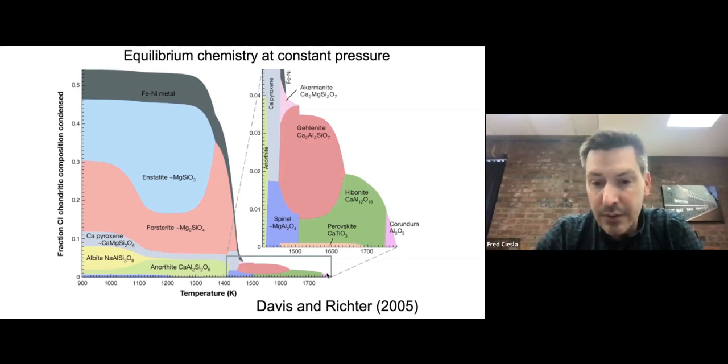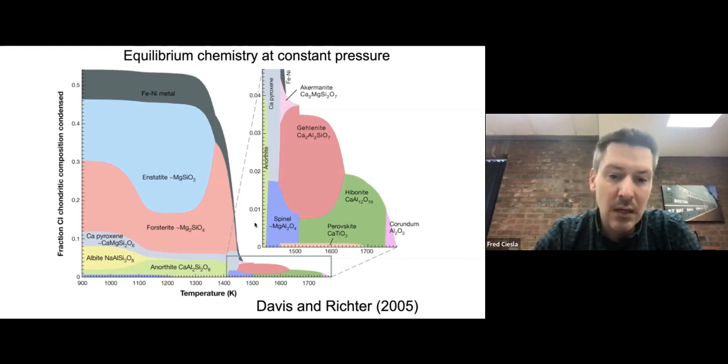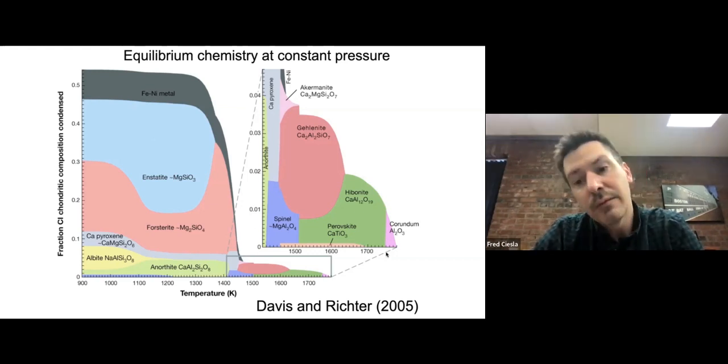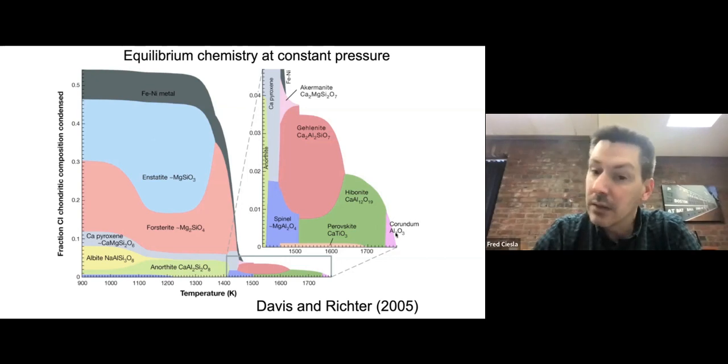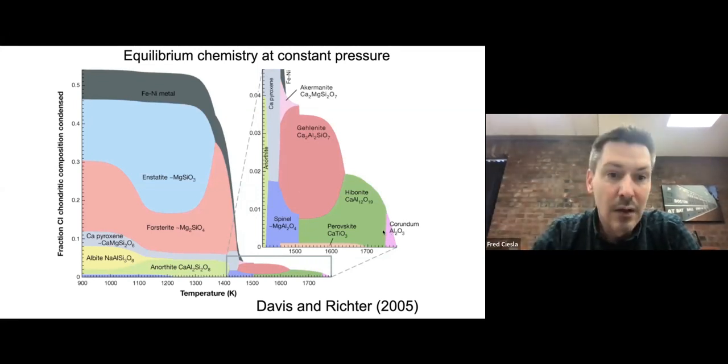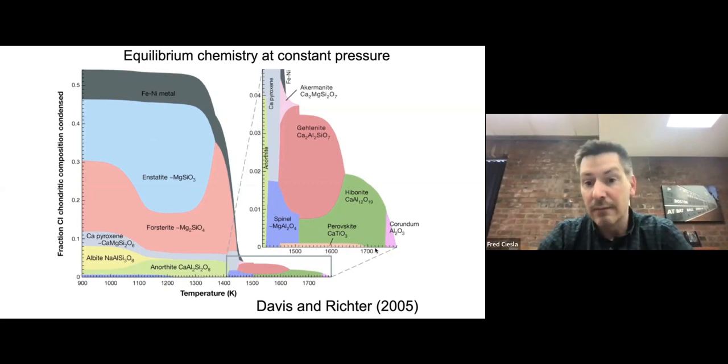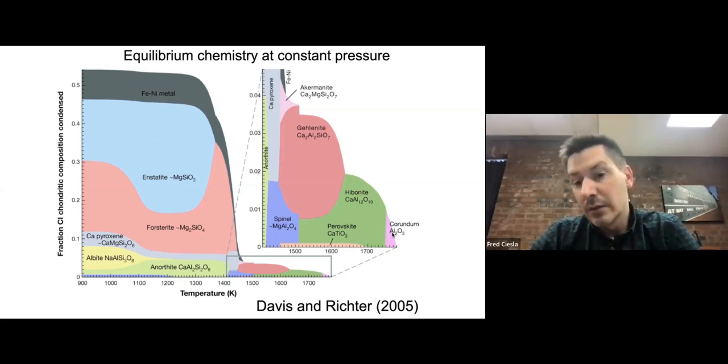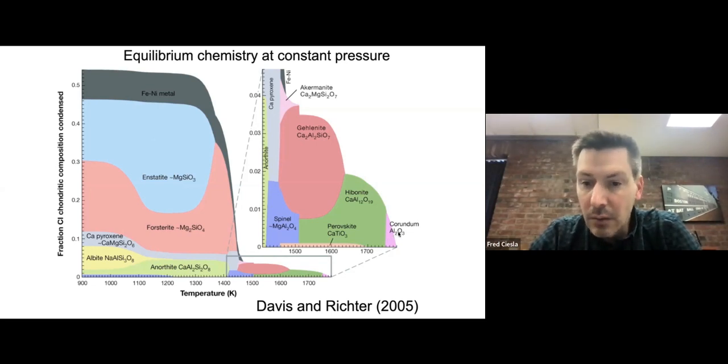So at high temperatures, only a small amount of solids begin to condense, and we're showing the main minerals that would form here. The first thing that would form would be this aluminum oxide, corundum, Al2O3. It makes up, on the y-axis, just less than 1% of the solid composition that we would expect to eventually form if everything condensed out. But the first things to form will be these aluminum oxides.